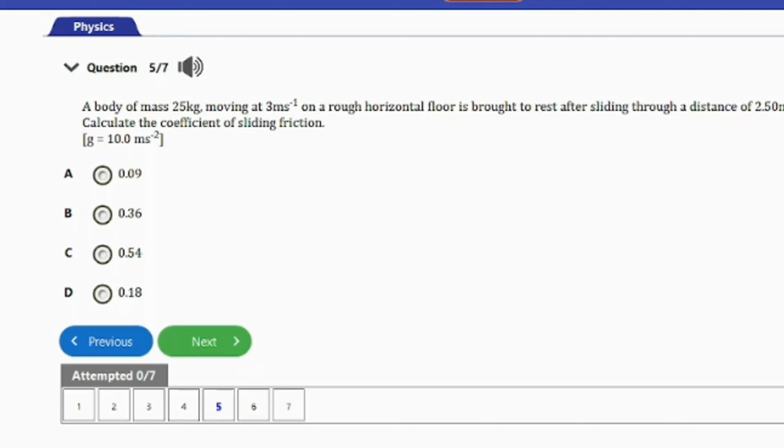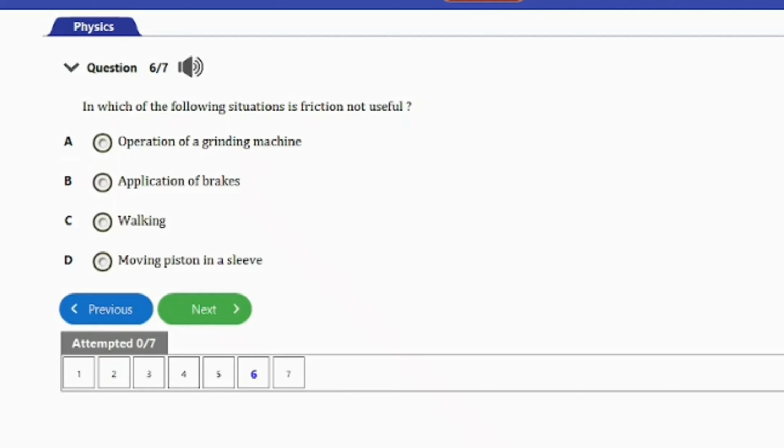Let's go ahead and consider the next question, guys. So the next question we have here is question number 6. It says, in which of the following situations is friction not useful? We have A, operation of grinding machine, B, application of brake, C, walking, D, moving piston in a sleeve. So guys, obviously the answer to this question is option D here. So we have applications of friction in operating a grinding machine, in application of brakes, in walking as well. But guys, friction is not applied in moving piston in a sleeve. So that's it for this question.